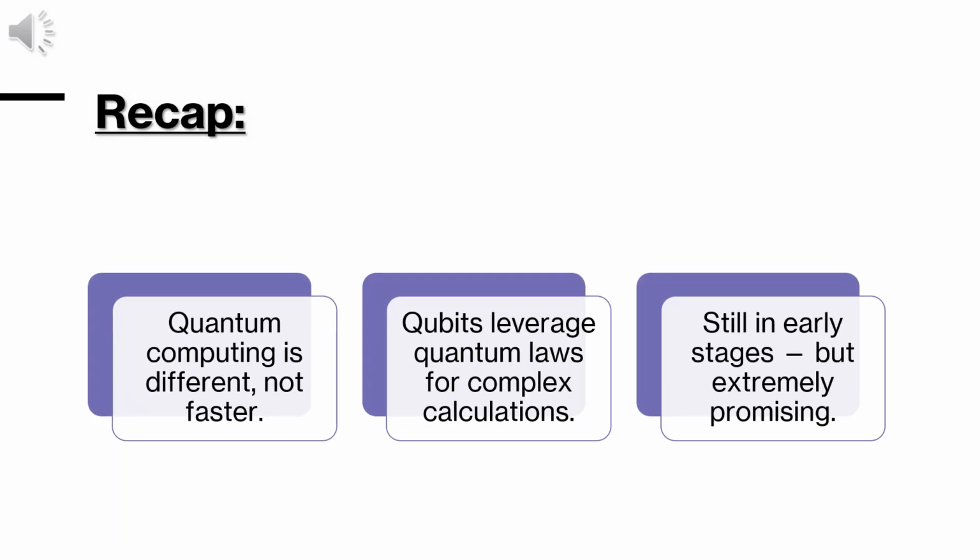Let's quickly recap. Quantum computing is not just a faster version of normal computing. It's something completely different. It uses qubits, which can be in multiple states at once. It's based on principles like superposition and entanglement. And while there are still challenges, the potential is huge, from improving medicine to reshaping AI.